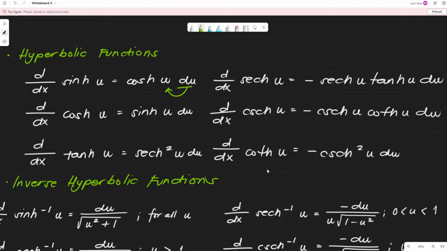Hyperbolic functions, they behave different from trigonometric functions. Of course, si trigonometric is nanggaling sa circular functions. Yung hyperbolic functions natin are from the unit hyperbola, 'di ba? So definitely magkakaiba talaga sila, no?